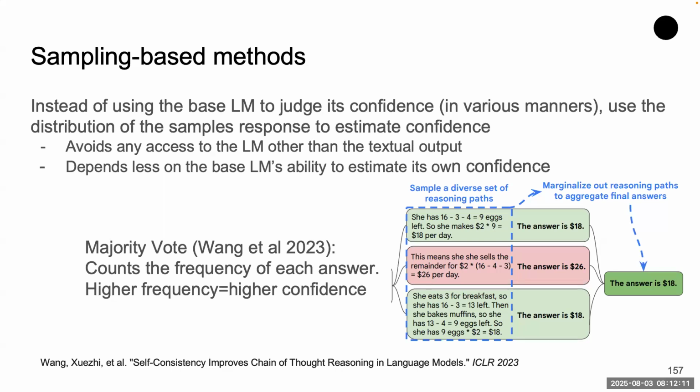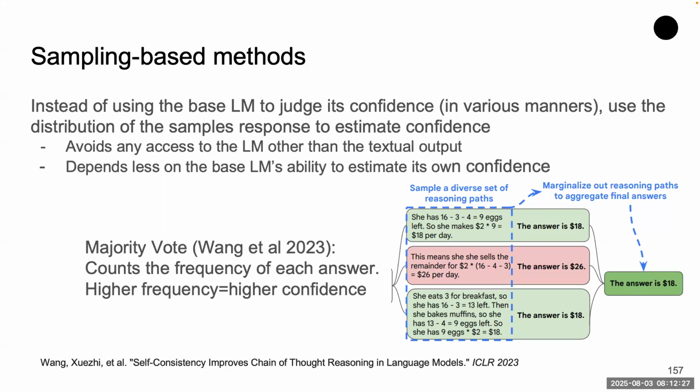So there are two advantages compared to the previous ones. You do not have access to the logits, it's a black box setting. Also, it depends less on the model, since sometimes the model is not reliable to estimate or evaluate itself.